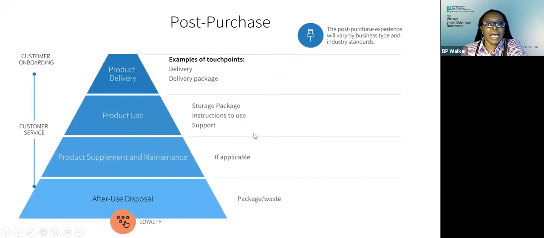Okay. And then you're going to think about the product delivery, use, supplement, and maintenance, and after-use disposal, as applicable to your business, because this is where your customer service comes into play. So you're going to have a series of touch points. They're going to look different than the pre-purchase phase. So you might have the delivery mechanism, the delivery package.